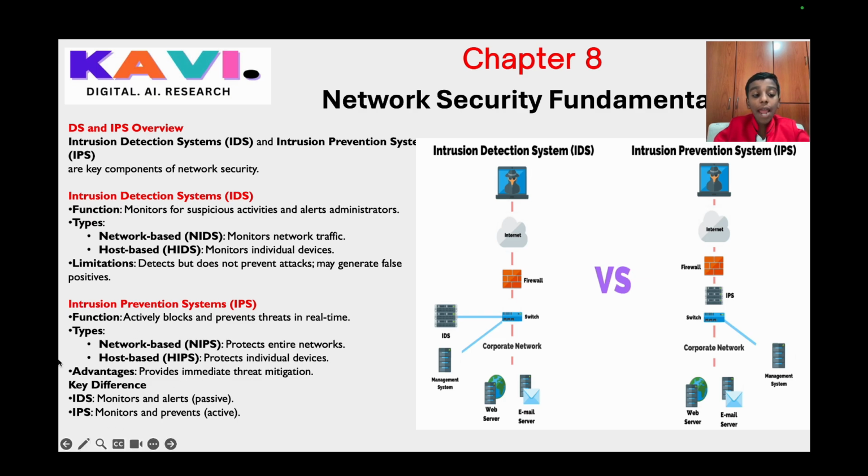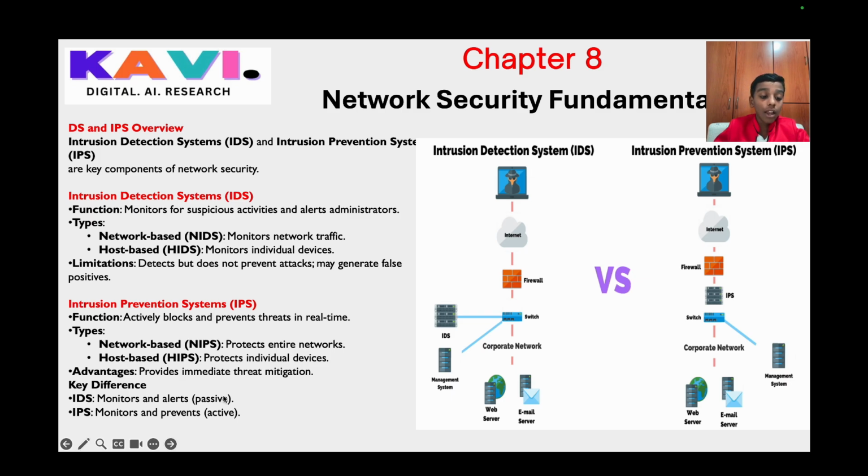Now let's see what the types of IPS are. The types of IPS are network-based, which is NIPS, and host-based. NIPS protects the entire network, while HIPS protects individual devices, just like HIDS, but it is HIPS for IPS. So let's see what the advantages of IPS are. The advantage of IPS is that it provides immediate threat mitigation. Now let's see what the key differences between IDS and IPS are.